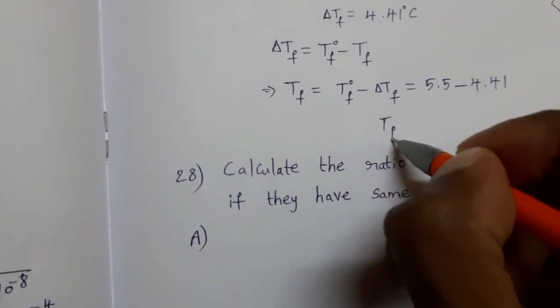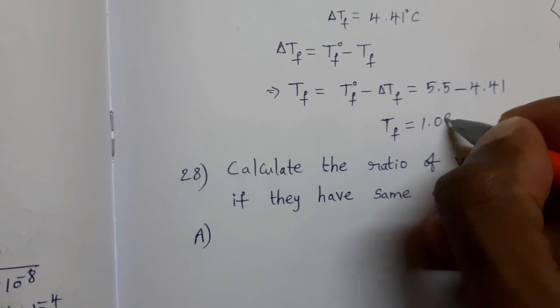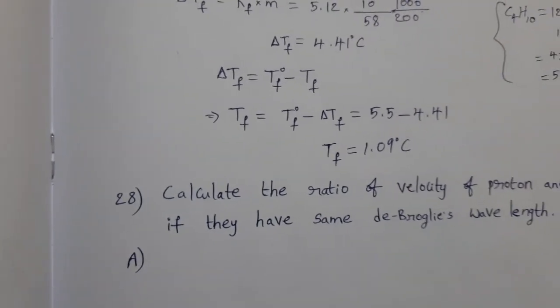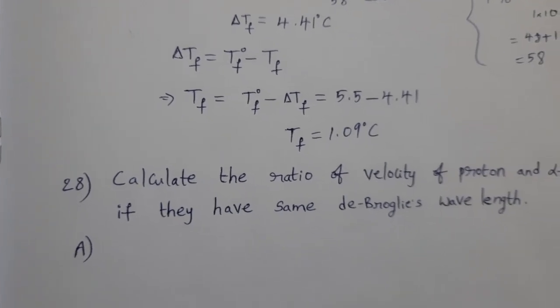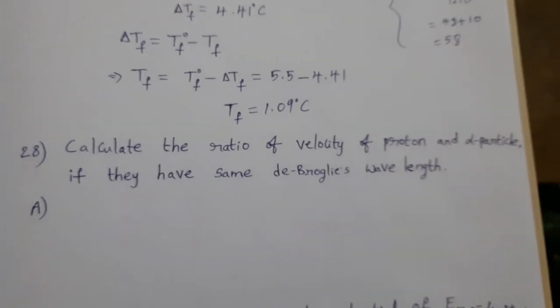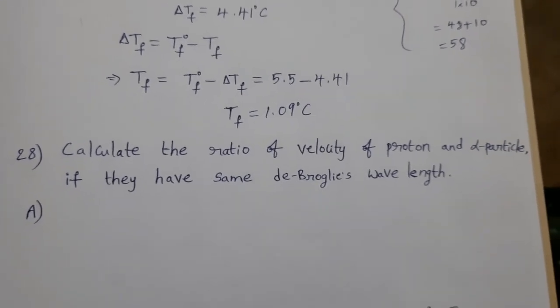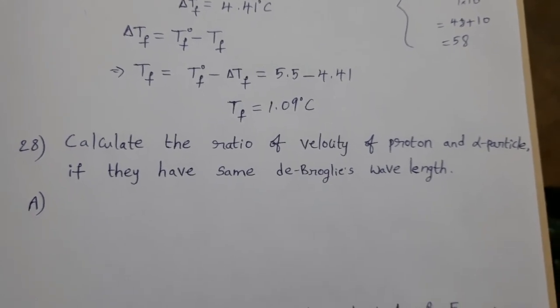So TF equal to how much? 1.01 degrees Celsius. So freezing point of this solution TF equal to 1.01 degree Celsius. Next, calculate the ratio of velocity of proton and alpha particle if they have same de Broglie's wavelength.